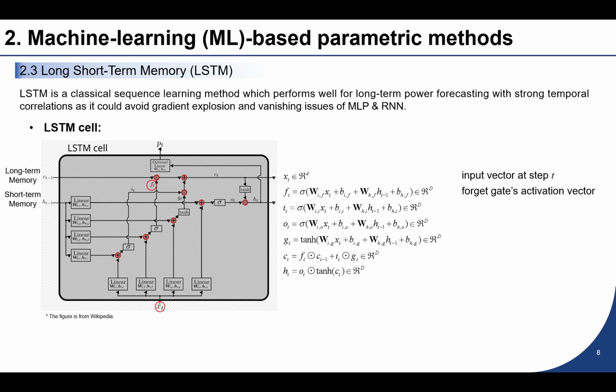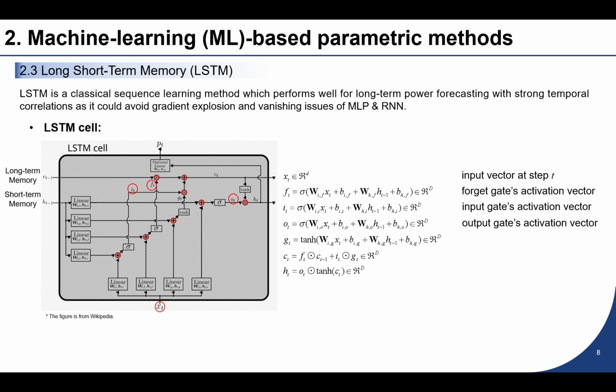First, the forget gate computes the activation ft, which controls how much information from the previous cell state ct-1 should be retained. This gate depends on both the current input xt and the previous hidden state ht-1. Next, the input gate produces the activation it, which determines how much new information will be written into the cell state.